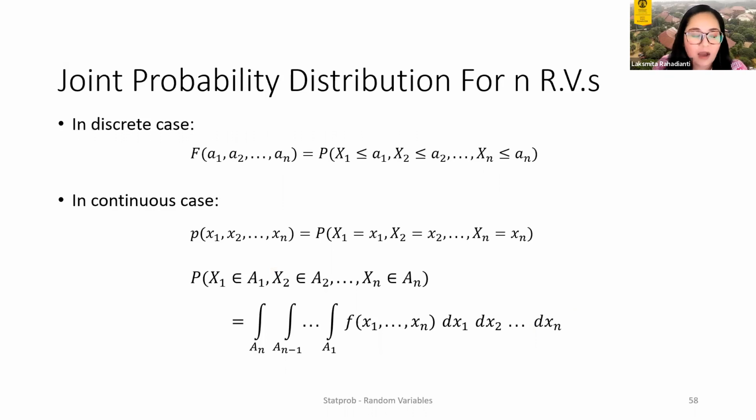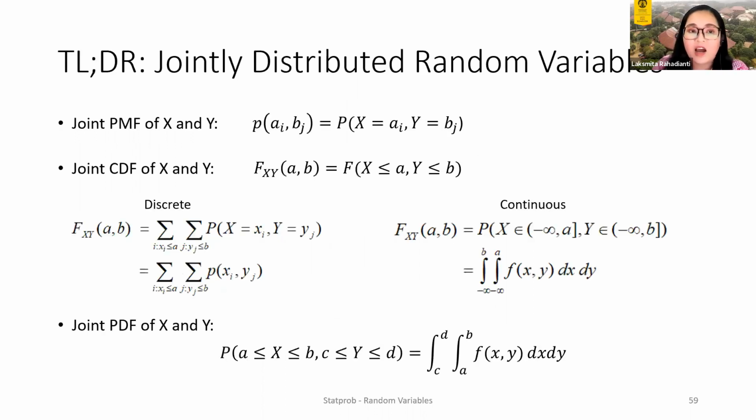And just now we had double integrals, and theoretically you can also compute the joint probability distribution of more than 2 random variables, and thus you can have multiple layers of integrals as follows. So the TLDR of the jointly distributed random variables can be found on this slide, in which we can define both the joint PMF, joint CDF, and joint PDF of x and y. Note that PMF is only valid for the discrete ones. PDF is only valid for the continuous ones, while CDF can be used for either.